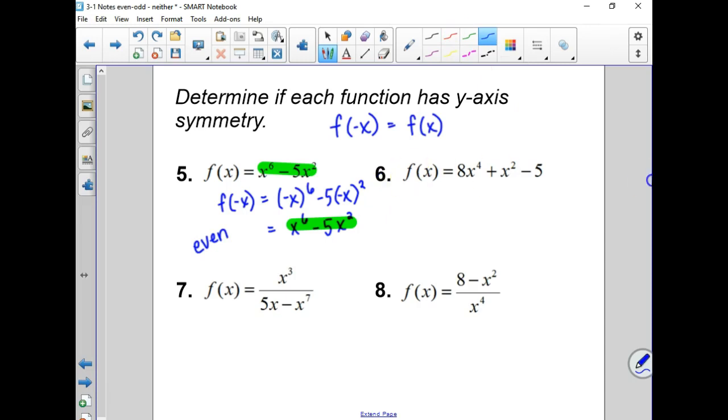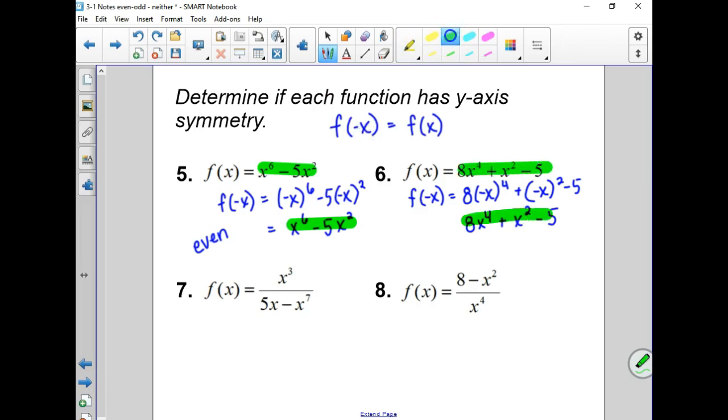If we look at number 6, f of negative x is going to be 8 times negative x to the 4th plus negative x squared minus 5. So we will have 8x to the 4th. The negative is sort of erased there. We'll have x squared, and the 5 does not change at all because it does not have an x with it. So again, we see that we have f of x, and we end up also with f of x here. So we have another even function.